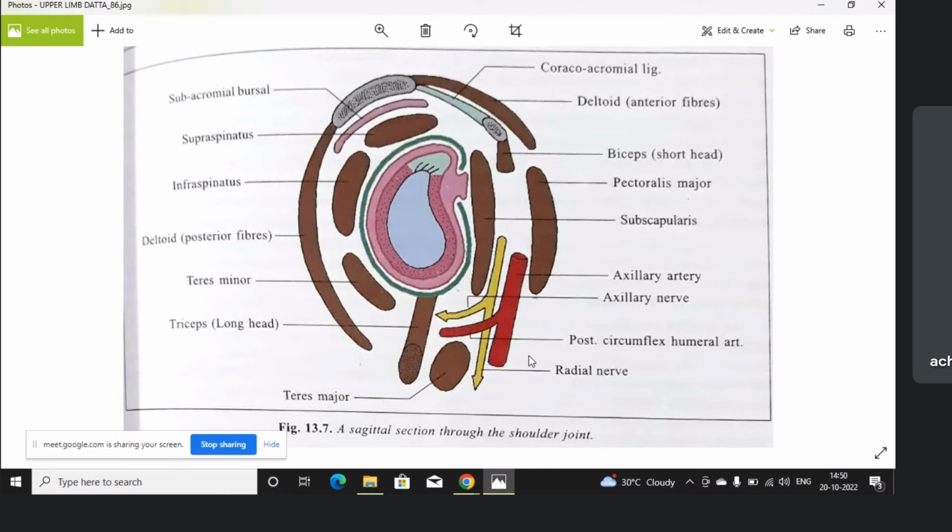Anteriorly: pectoralis major muscle, short head of biceps, subscapularis muscle, axillary artery and axillary nerve. Okay. Next, posterior relation.